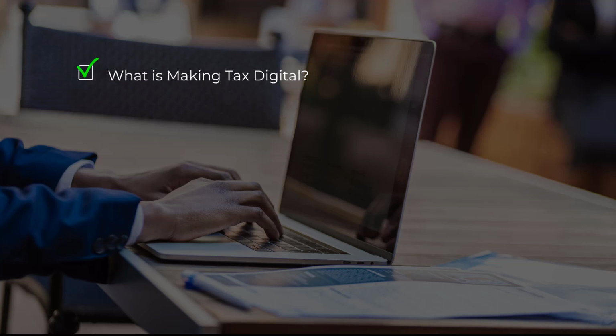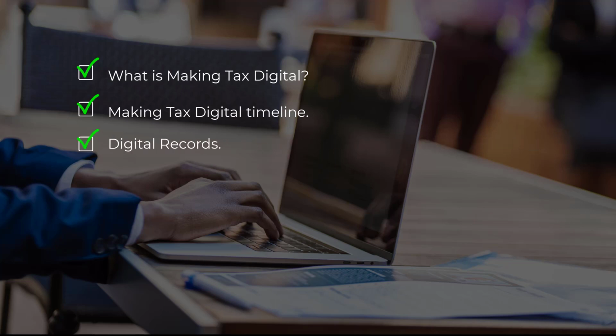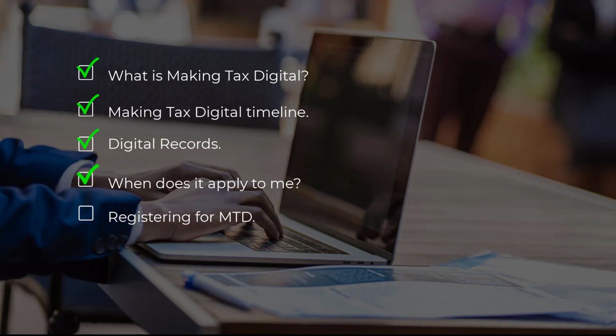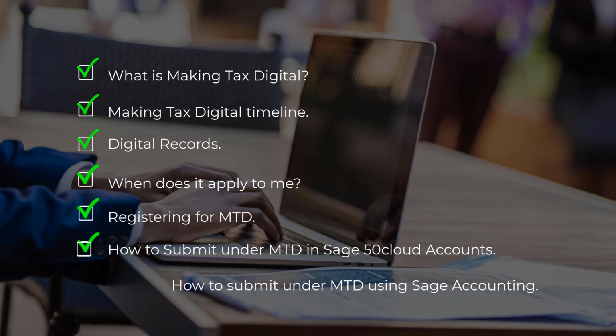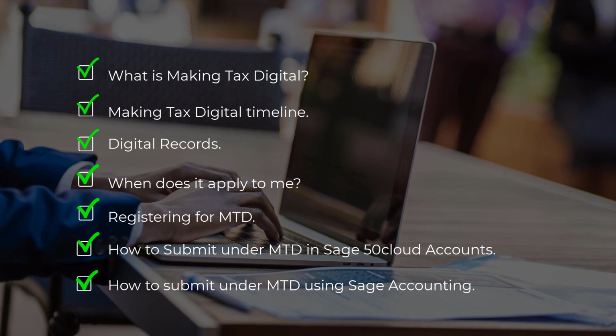In this session, we will look at what Making Tax Digital is, a timeline of Making Tax Digital so you can understand what is happening when, looking at what is meant by digital records, explaining when Making Tax Digital for VAT will come into effect for you based on your obligation periods, registering for Making Tax Digital, and how to calculate and submit a Making Tax Digital return in both Sage 50 Cloud Accounts and Sage Accounting softwares.